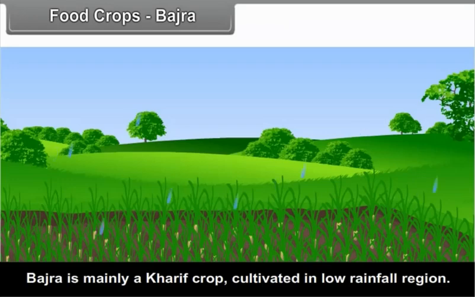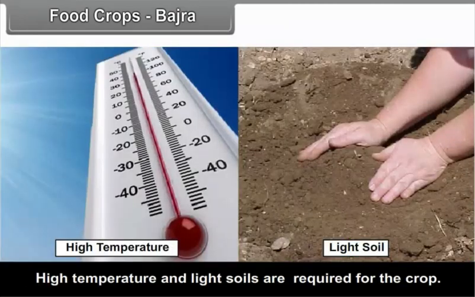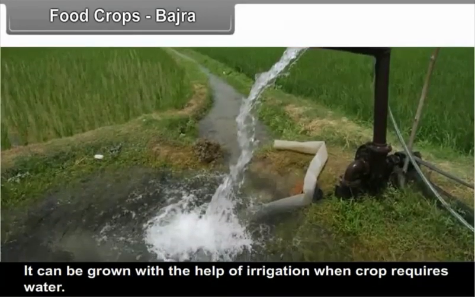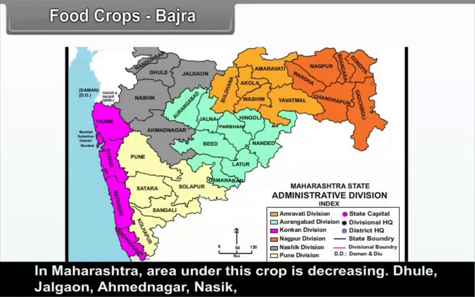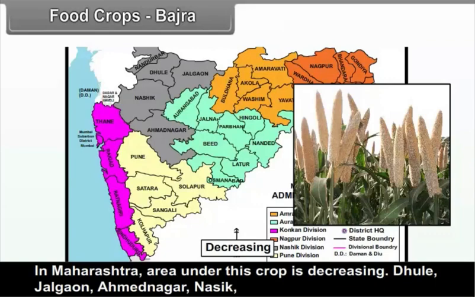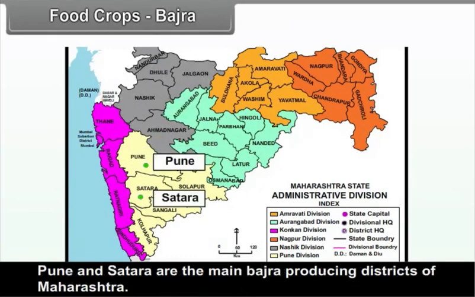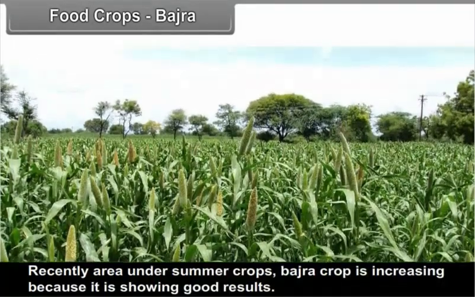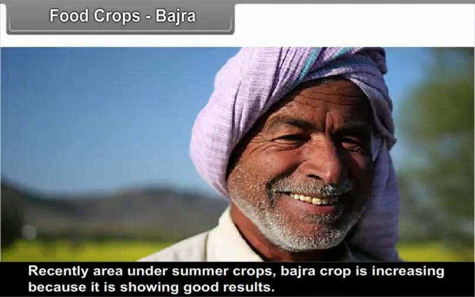Bajra. Bajra is mainly a Kharif crop cultivated in low rainfall region. High temperature and light soils are required for the crop. It can be grown with the help of irrigation when crop requires water. In Maharashtra, area under this crop is decreasing. Dhule, Jalgaon, Ahmedabad, Nasik, Pune and Satara are the main Bajra producing districts of Maharashtra. Recently, area under summer crops, Bajra crop, is increasing because it is showing good results.